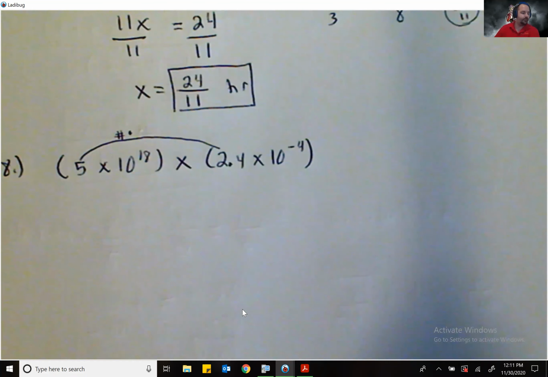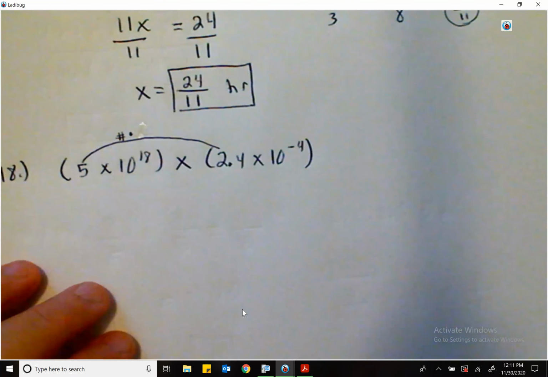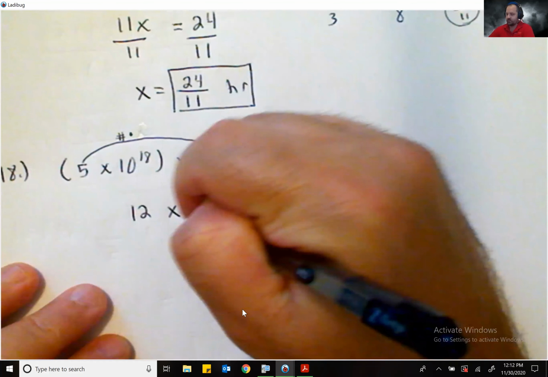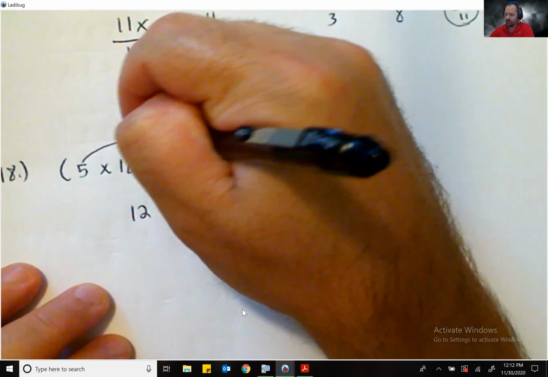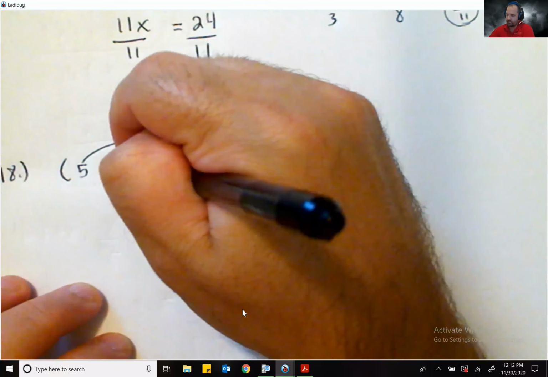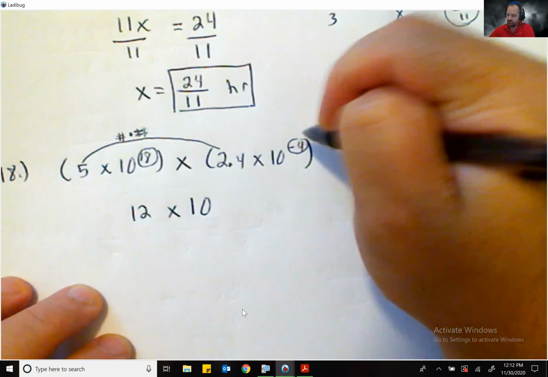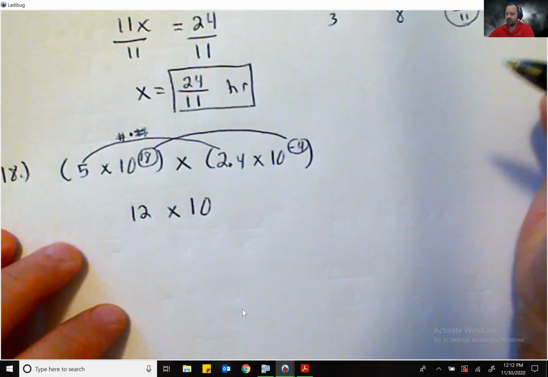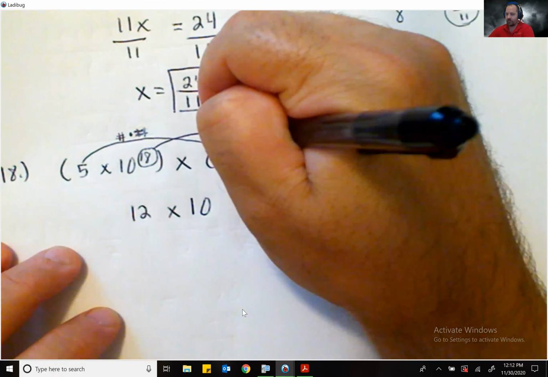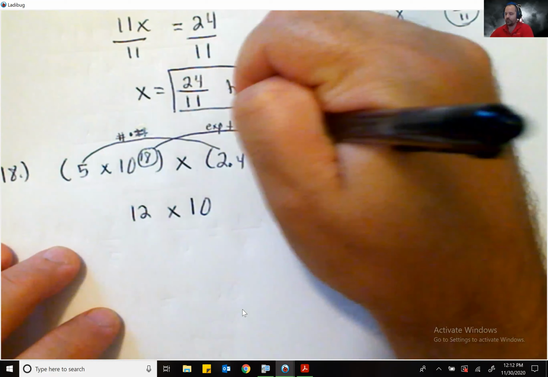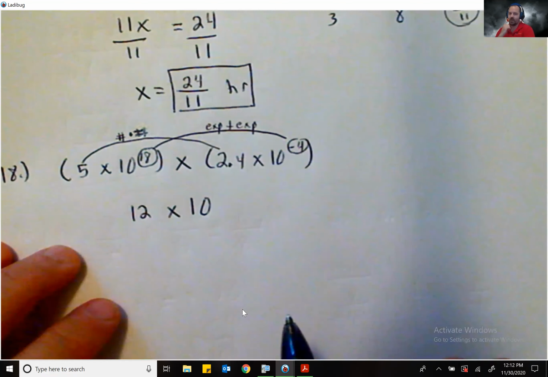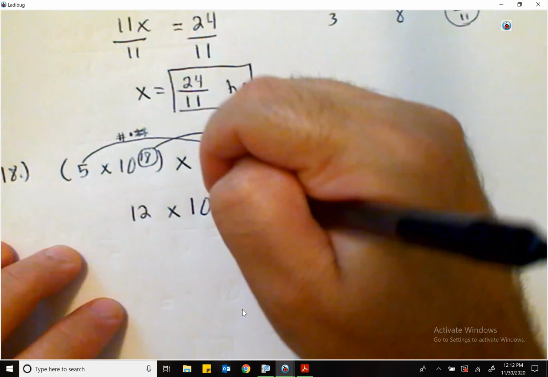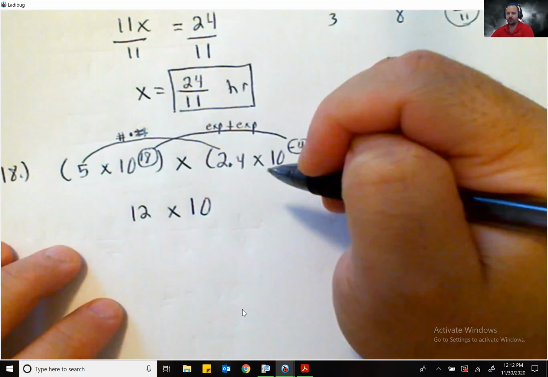And what do we get? 12 times 10. So we take numbers times our numbers, and then we take our powers, our exponents, and we add them. Exponent plus your exponent. So what is 18 plus a negative 4? 14.